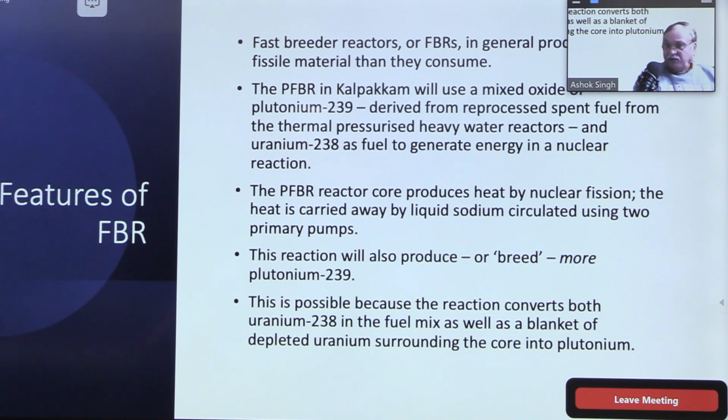Now PFBR will produce heat by nuclear fission, but let's note the key point here. No moderator is required because plutonium fission takes place with fast neutrons. Plutonium fission does not require thermal neutrons, slow neutrons. It takes place with fast moving neutrons. So there is no moderator. That's a key characteristic here.